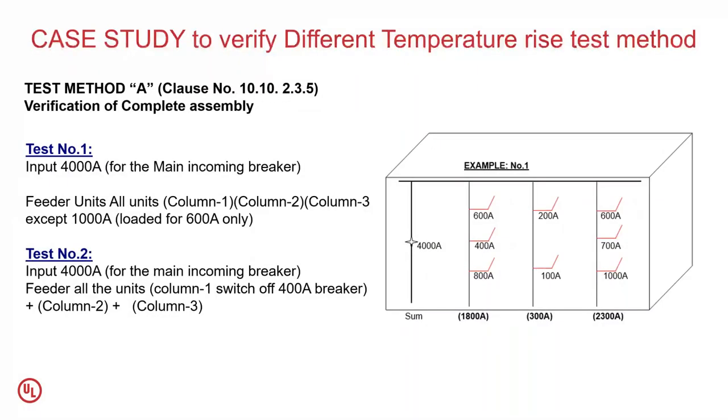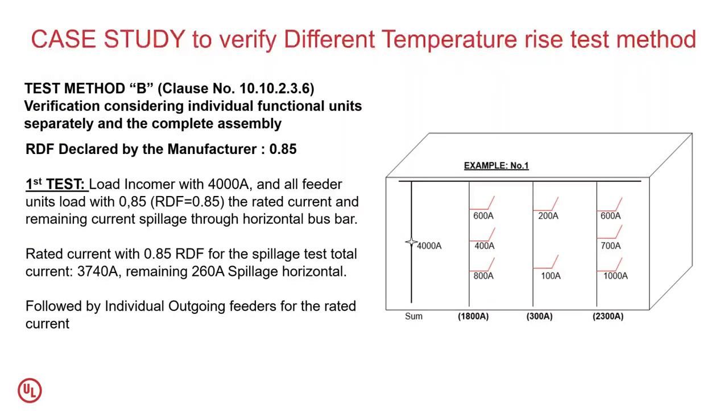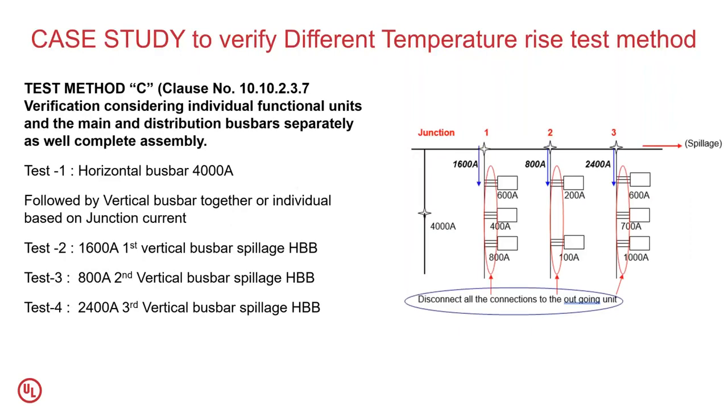current without any deviation. Test method B with the RDF, we follow here as per the declared rated diversity factor. Test method C is basically for the horizontal mainly and distribution busbar along with the complete assembly.